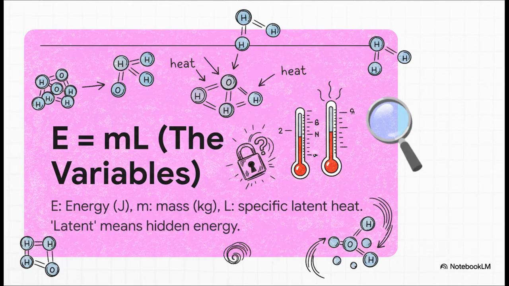So again, E is energy and m is mass. But L stands for specific latent heat. Now the word latent literally means hidden, and that's the perfect way to describe this. This is the hidden energy you have to pump in just to break those molecular bonds and change the state, all while the temperature stays completely, totally constant.